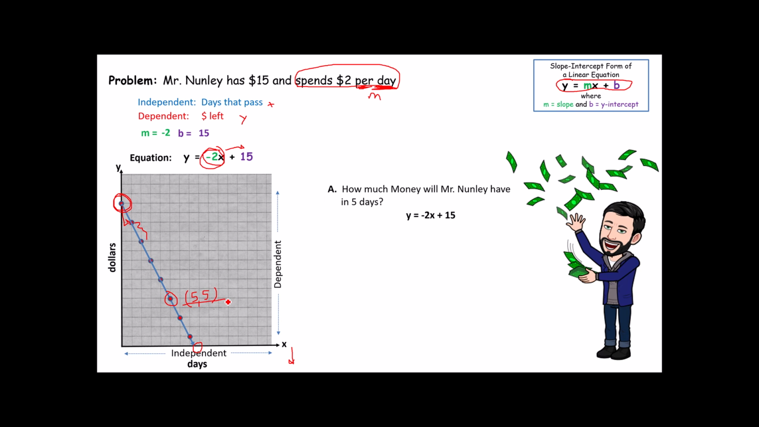The other way to do that is to take the rule we created and just plug 5 days in as my time and compute it. And it comes out as $5. Notice that my result from my equation should match the result from my graph.